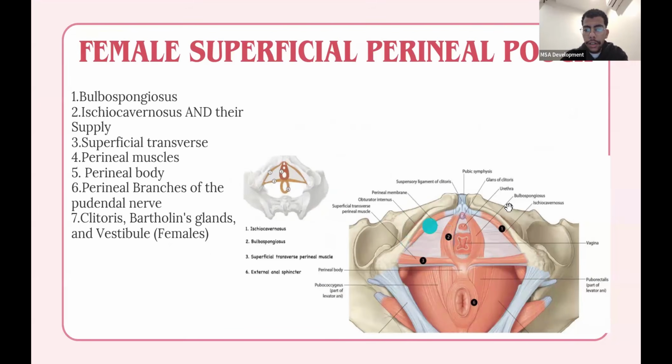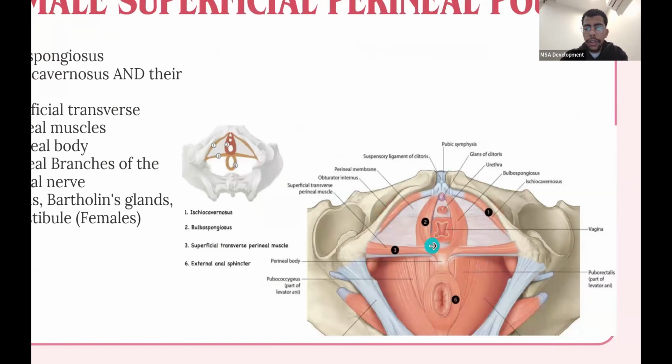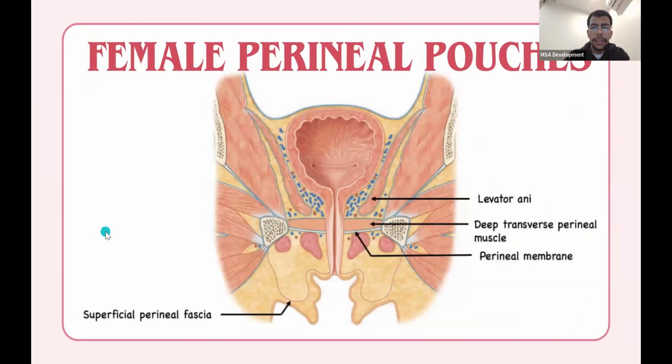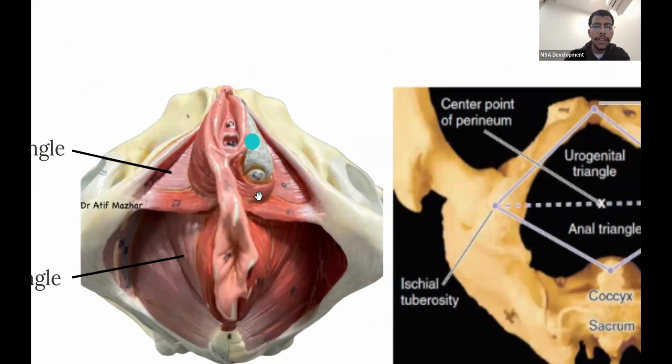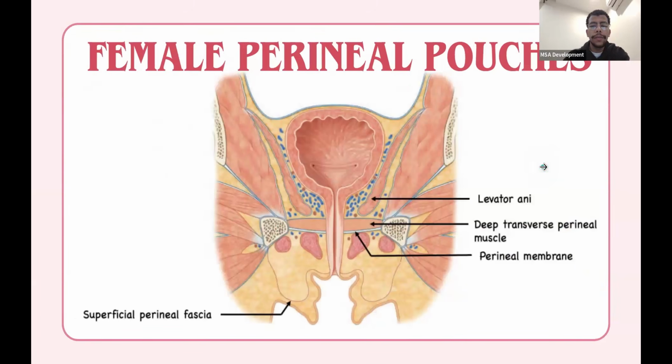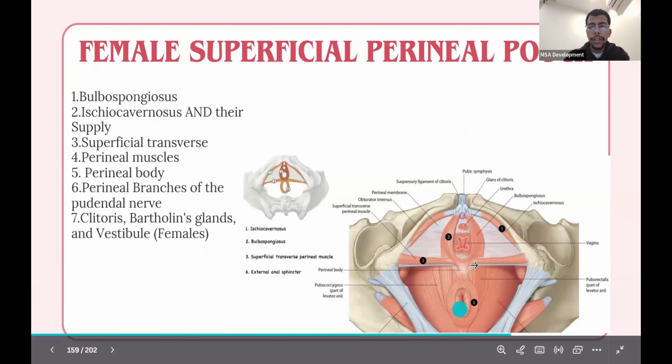Is it not mentioned here? Okay, it's not shown here. However, we also have Bartholin's gland. I think it's on the model. Wait, let me go back. Yeah. Can you guys see this? This is the Bartholin's gland. So this is for identification.